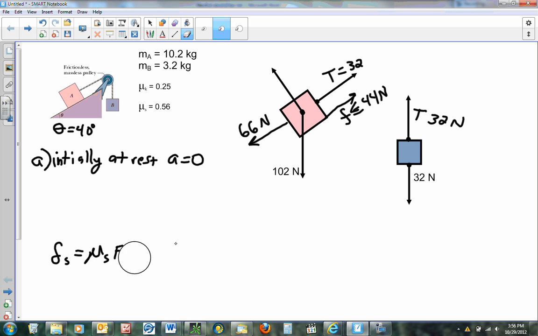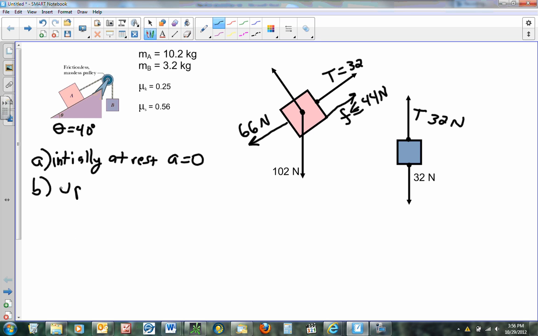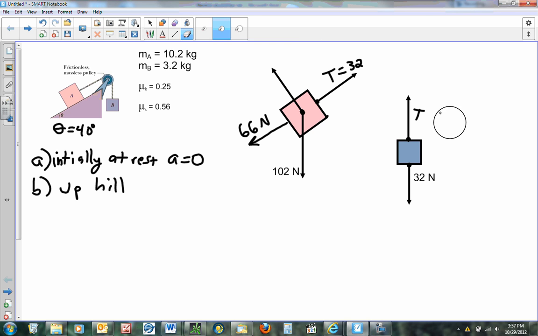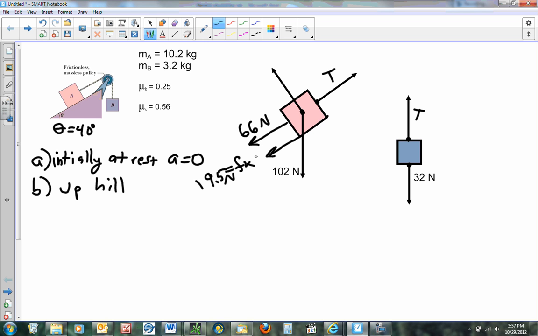And the B part says, what if I push it uphill? So the B part, what if I give it a shove uphill? So initially I push it uphill. Well, that changes the direction of the friction. And we don't necessarily know the tension force. If I push it uphill, I know for certain that downhill, it's moving, it's not static anymore. I know this is kinetic friction, which we've already figured out is 19.5 newtons. So if I push it uphill, I've got a total downhill force of 85.